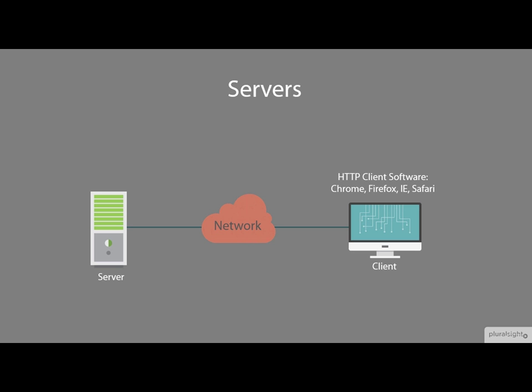We call it Google Chrome or Firefox or Internet Explorer or Safari or Opera or you name your favorite browser. It is an HTTP client software. And we use that client software to interface with server software, in this case, HTTP server software. And like I said, Apache and IIS are two types of HTTP server software.